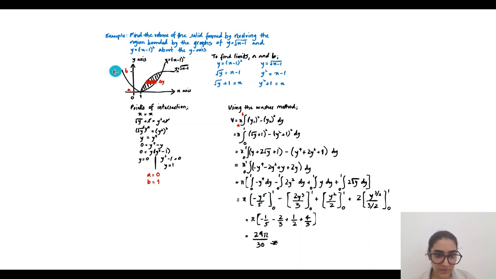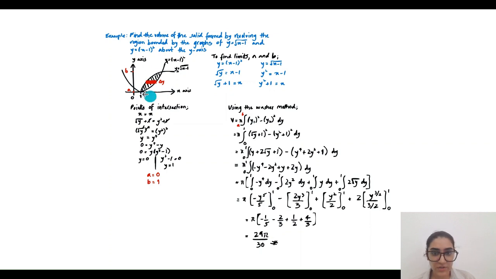Here I've drawn it. This is our y = (x − 1)² and this is our square root graph. If we draw it, the shaded region here is the region which we have to calculate the volume of when it is revolved around the y-axis. This is our interval a to b, the points of intersection.